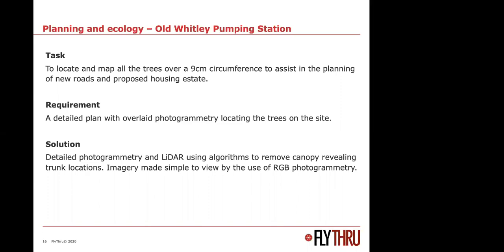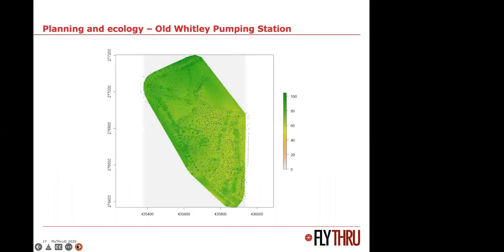So we were asked to use the LiDAR and photogrammetry system to record the trees that were over 9 centimeters in diameter. So these are ones that they thought were mature enough that we should be leaving them and showing where they might be, and therefore adjusting the planning application that had come in from the construction company.